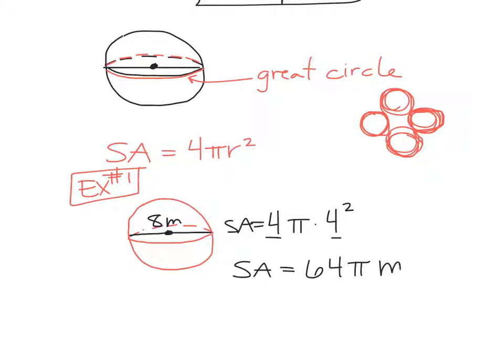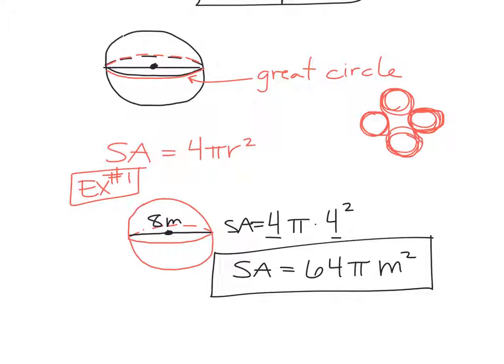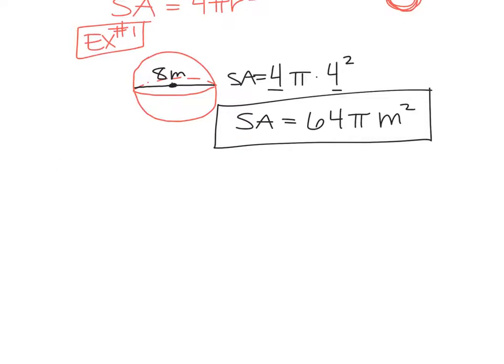So you do meters squared. This is the first lesson where we're doing area and volume together, so make sure you're paying attention to whether it's the volume or the area you're finding, and label it appropriately. So 64 pi square meters. Questions on that? Pretty straightforward, right?